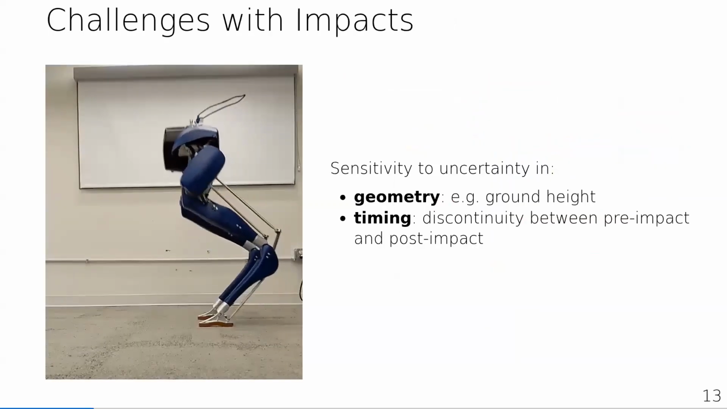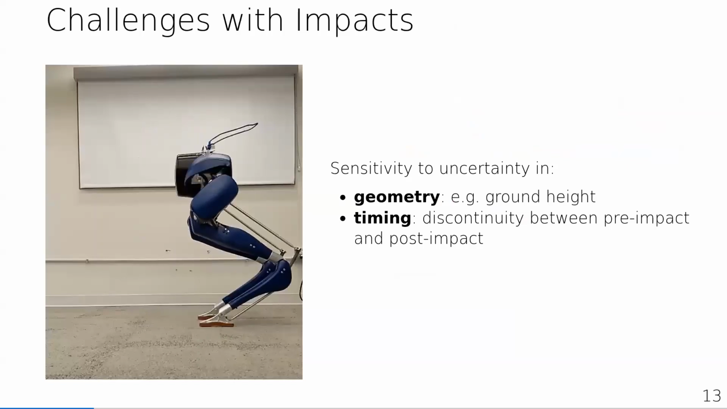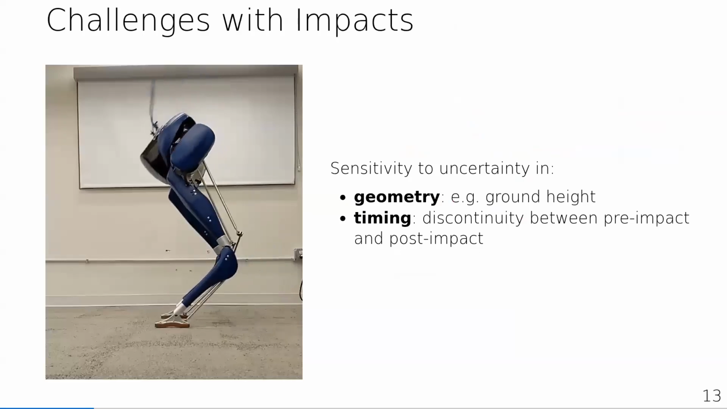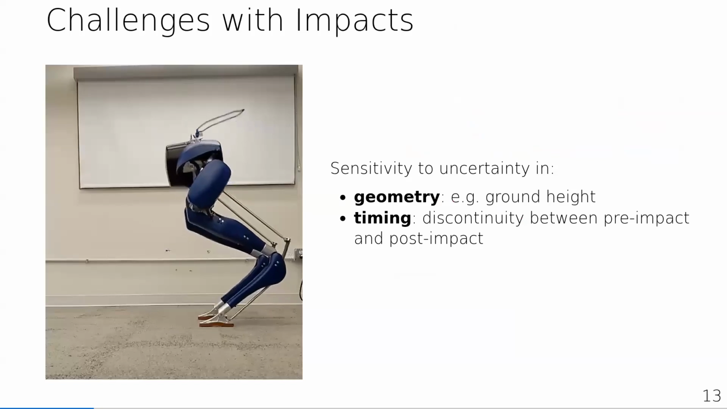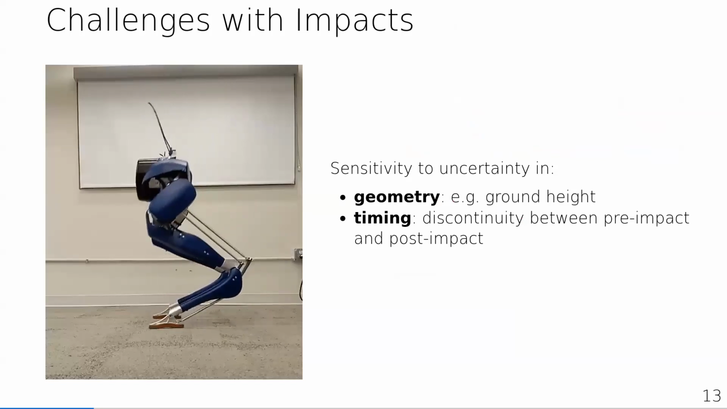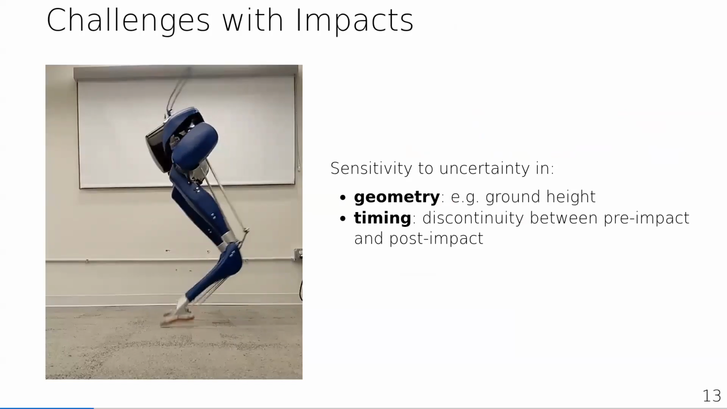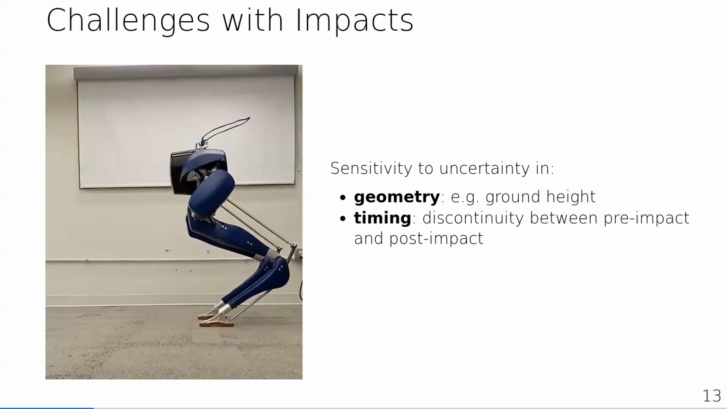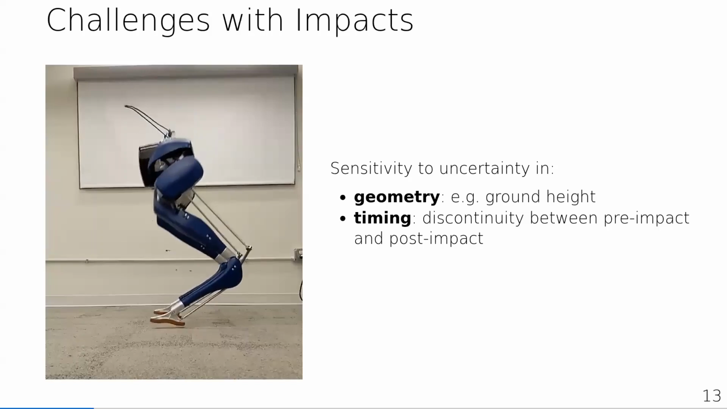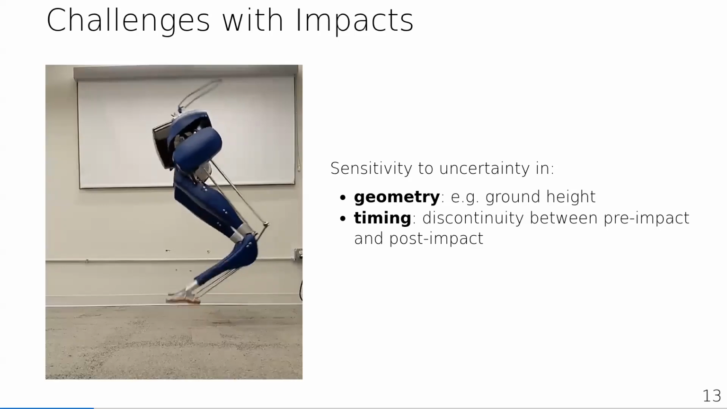Okay, the challenge of impacts lies in this extreme sensitivity to the uncertainty in the impact events. Examples of the relevant forms of uncertainty include geometry, which typically for legged robots is uncertainty in the ground height. The sensitivity comes from the fact that the primary method of stabilization is through footsteps, and therefore slight changes in the ground height can significantly alter the dynamics.